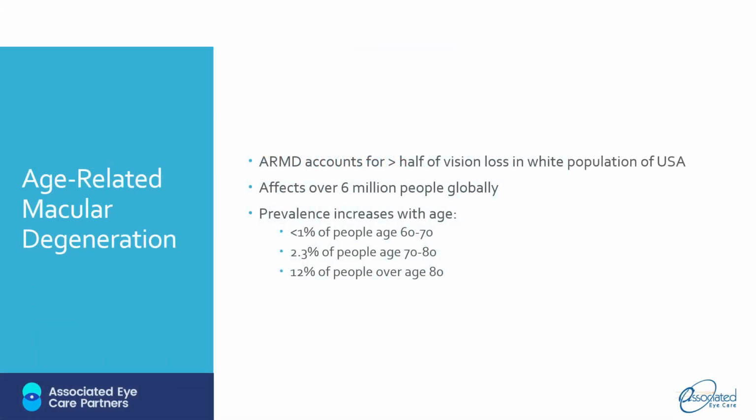Age-related macular degeneration is a leading cause of blindness in the United States and in the world, and its prevalence increases with age. It affects very few people under the age of 60 and affects a significant proportion of the population above age 80 and even more so above age 90. Its major risk factors are family history and age, and then also cigarette smoking.